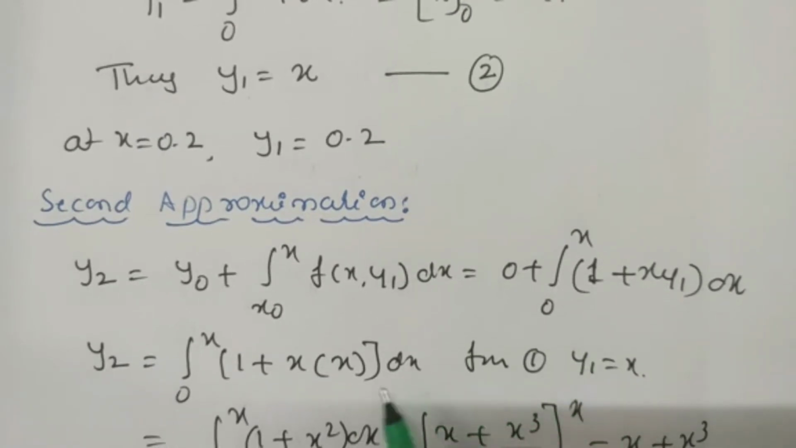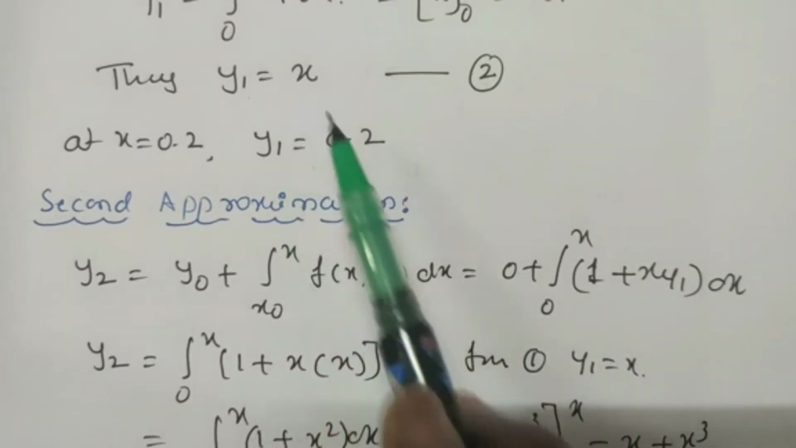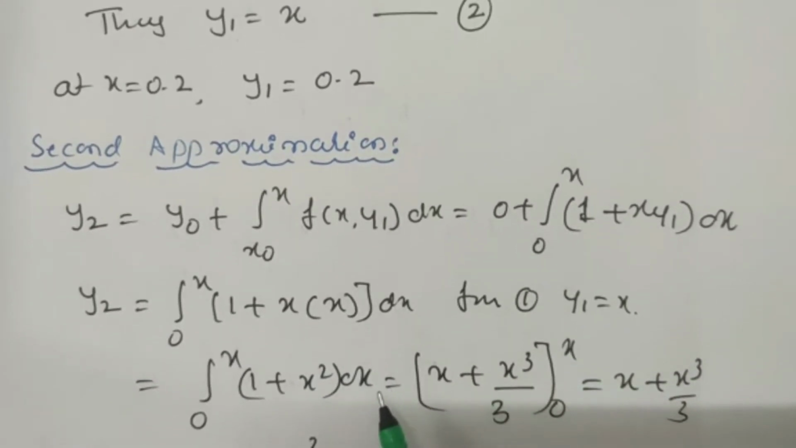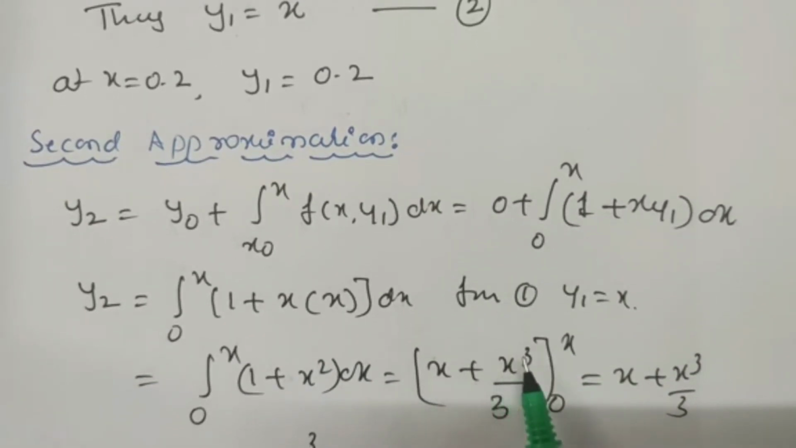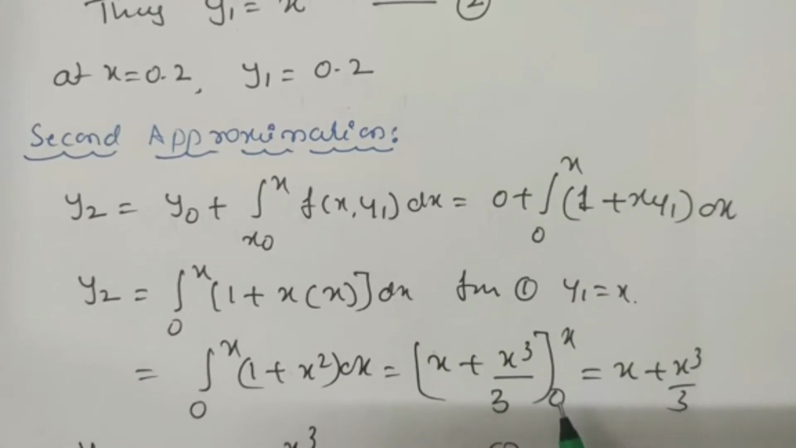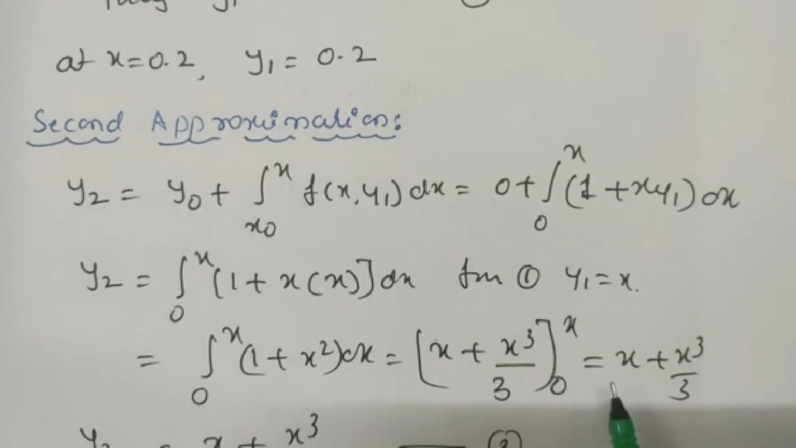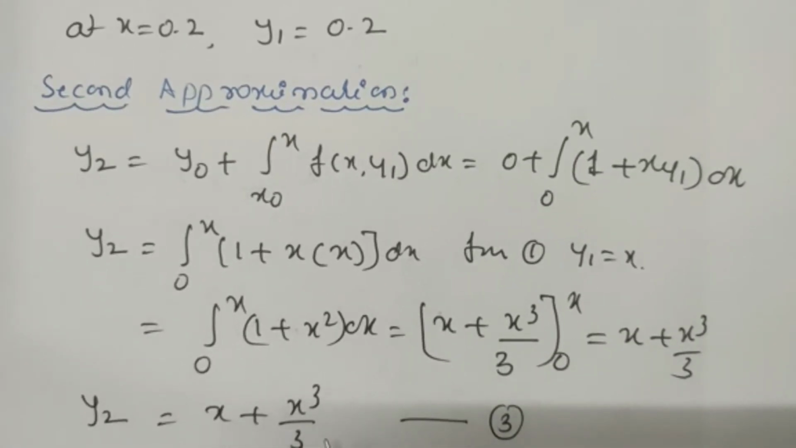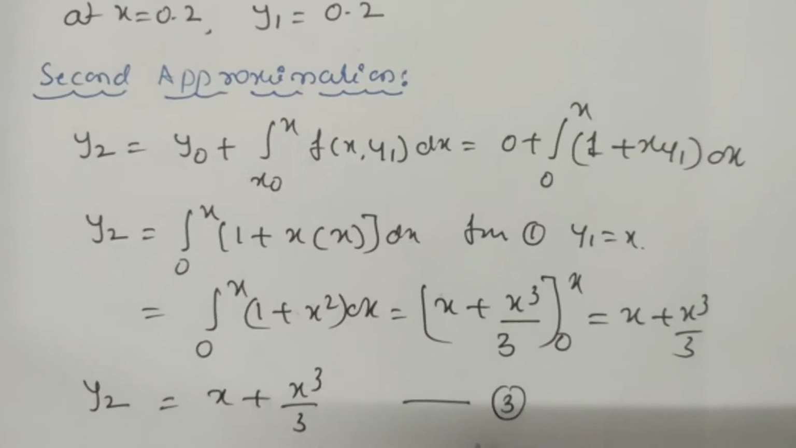So from equation number 1, substitute the value of y1 equal to x here. So now it is 1 plus x square, integrated between 0 to x. After integration it becomes x plus x cube by 3 between the limits 0 and x. Substituting the limits, the lower limit is 0, so only the upper limit x remains, so it is x plus x cube by 3. This implies y2 is equal to x plus x cube divided by 3. Take this as equation number 3.